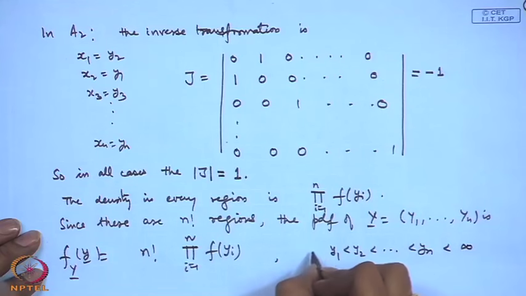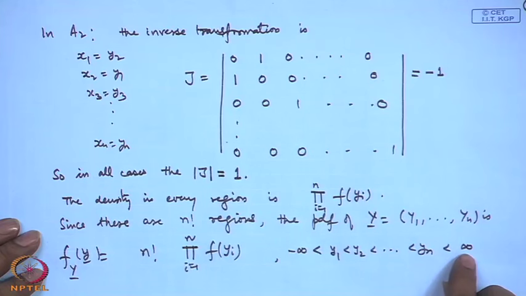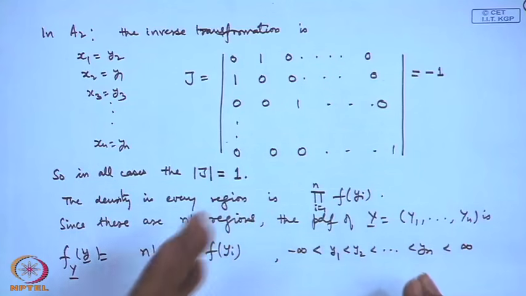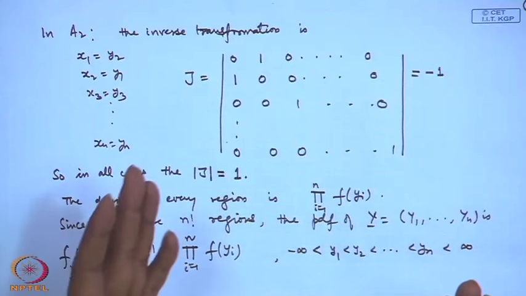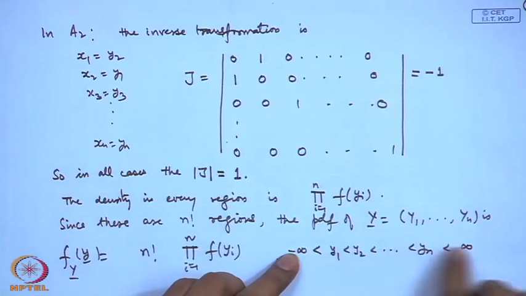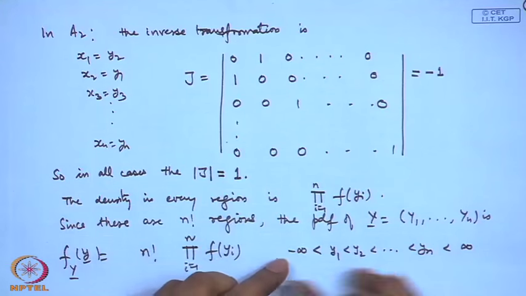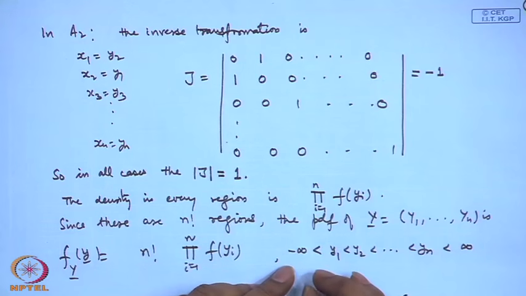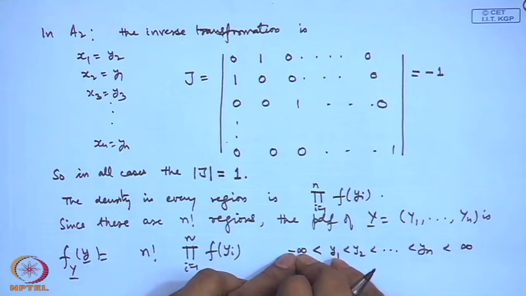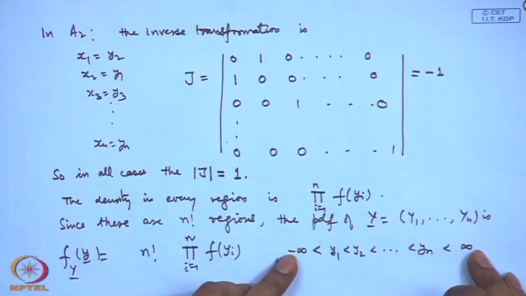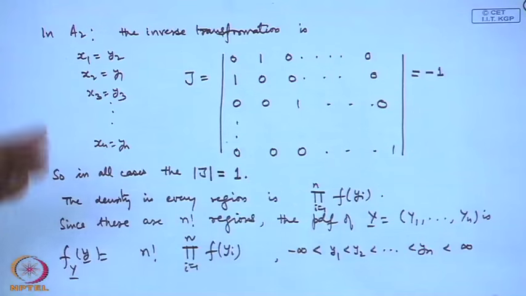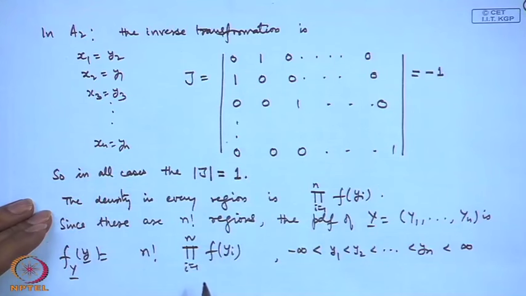In the beginning, I have not assumed any interval, so it will be from minus infinity to infinity. If there is a sub-interval, for example, if it is a uniform distribution on the interval 0 to 1, then this will be 0 to 1. If it is some a to b, then it will be like that. If it is say 0 to infinity, then this will become 0 to upper limit infinity. So, like that, there can be any regions here. So, this is the joint probability density of the order statistics.